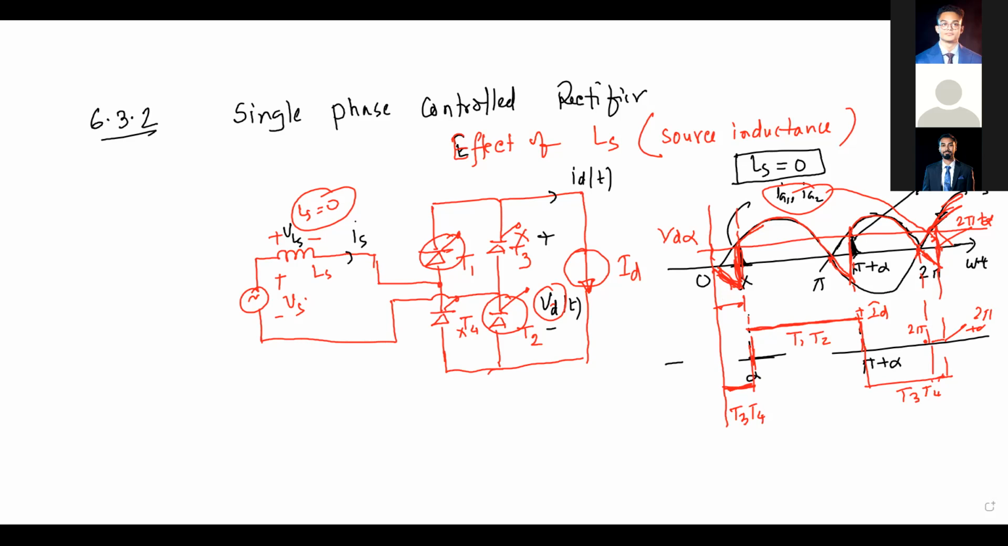So now I am asking you the question. The current is shifting, this is IS. The current is shifting from T3 and T4 to T1 and T2 instantaneously if LS equal to 0, right? And from T1 and T2 to T3 and T4 instantaneously, there is no delay. So what is our commutation delay? U equal to 0. You understand what commutation is? Because in the diode case, we have already discussed commutation. Can you remember this? Yes, sir.